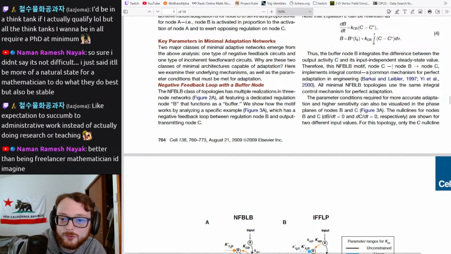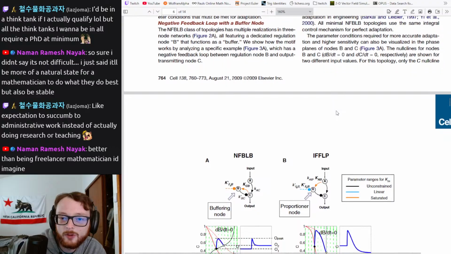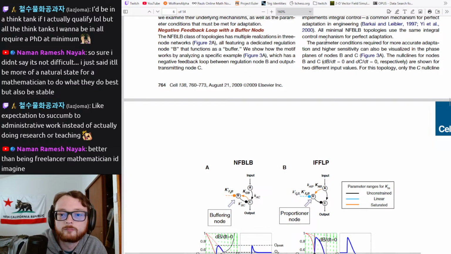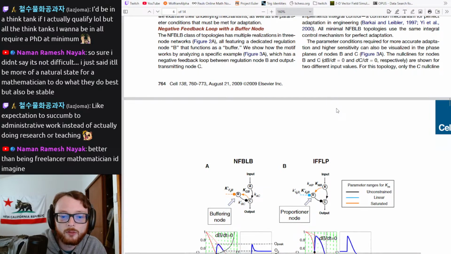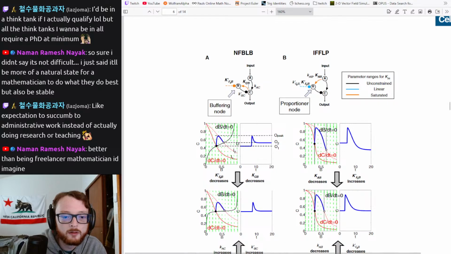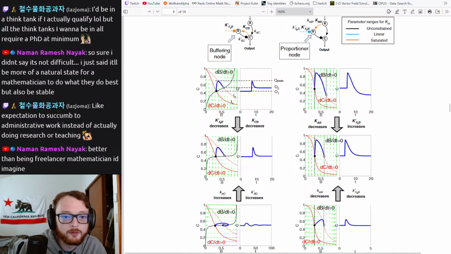Implements integral control. A common mechanism for prioritization in engineering. All minimal NFBLB topologies use the same integral control mechanism for perfect adaptation. Huh. (3a). Guess 3a is down the line here.